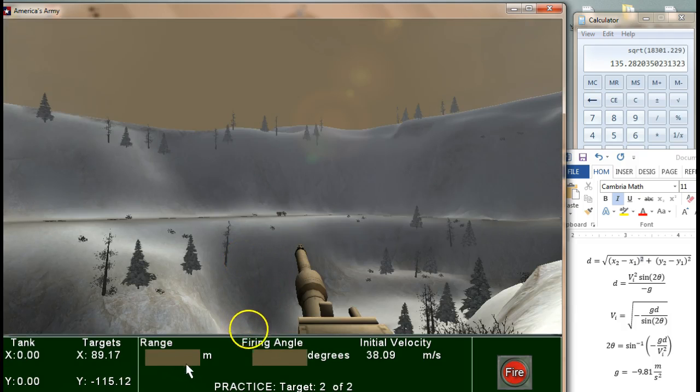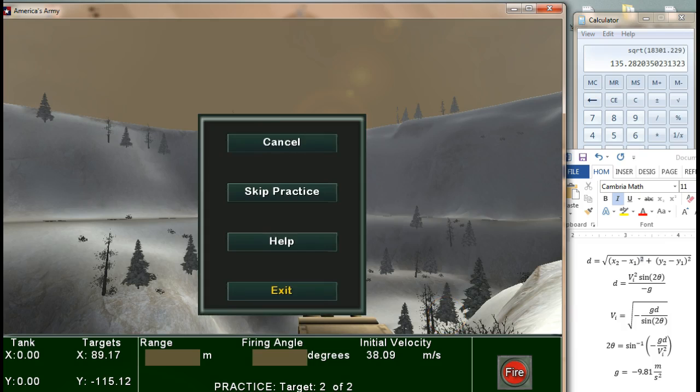This problem now asks us to find the range and the firing angle. Notice over here that's going to be the first formula for the distance again, and then it's also going to ask us to find the firing angle, which is this problem here. But this equation finds 2 theta, and in order to find just theta, we need to divide by 2.